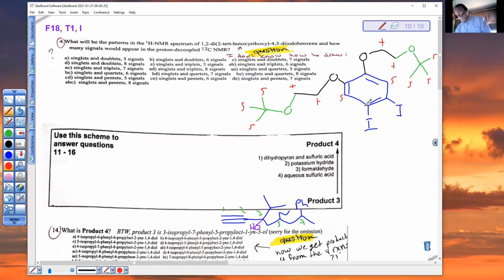And how many signals? Remember, there's symmetry in this molecule. So let's just do half the molecule, and then we've got the number of signals. I'll put a highlighter on the unique carbons. There's one unique carbon, another unique carbon, another. Whoops, I missed. Another unique carbon. Another unique carbon. And these are all the same.